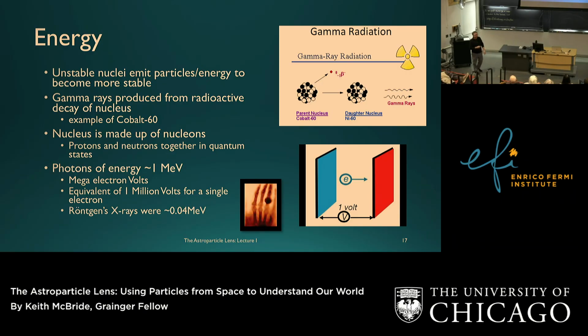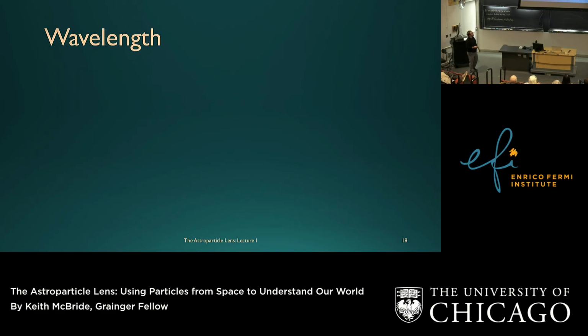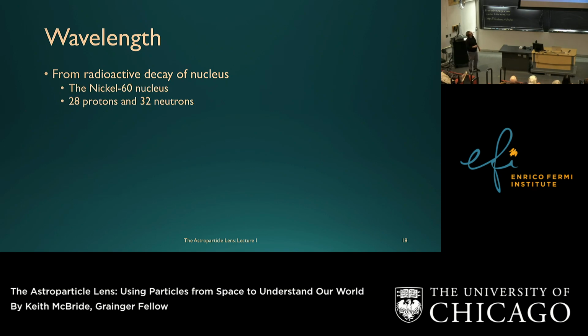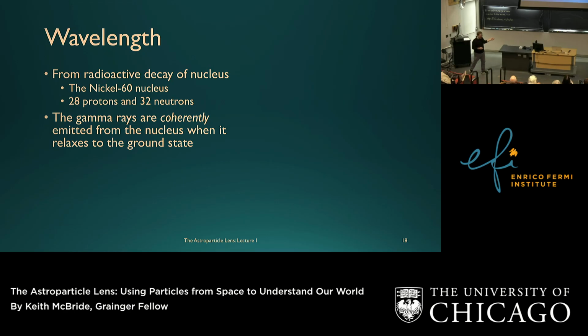If you want to compare that to the X-rays that pierce your skin, that's 40,000 volts or 0.04 mega electron volts. So we're talking about the highest energies that we can talk about with gamma rays with light. But another way of thinking about gamma radiation is probably more applicable to most of us, which is wavelength. What's the size of this radiation, right? Where is it concentrated? And so from that radioactive decay of a nucleus, you have the nucleus with 28 protons and 32 neutrons here, this nickel-60, producing the gamma rays. And that entire nucleus is coherently emitted from the relaxation of the nucleus, right?